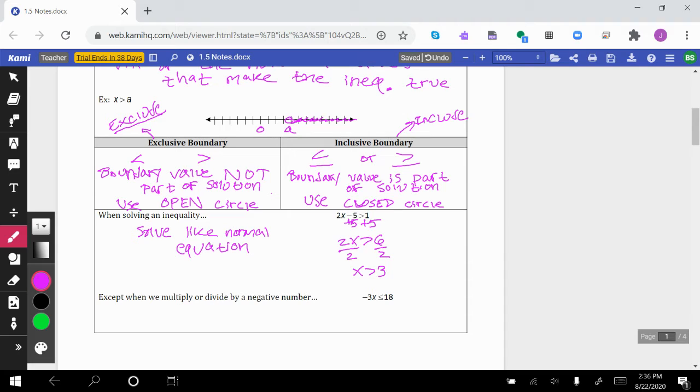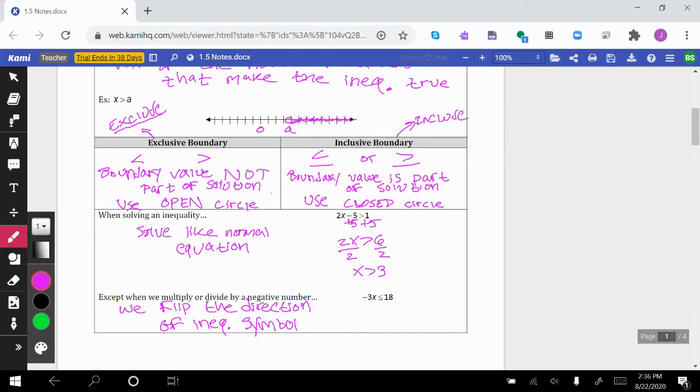There is an exception to this. When we multiply or divide by a negative number, we flip the direction of the inequality sign. And again, I'm going to abbreviate inequality.